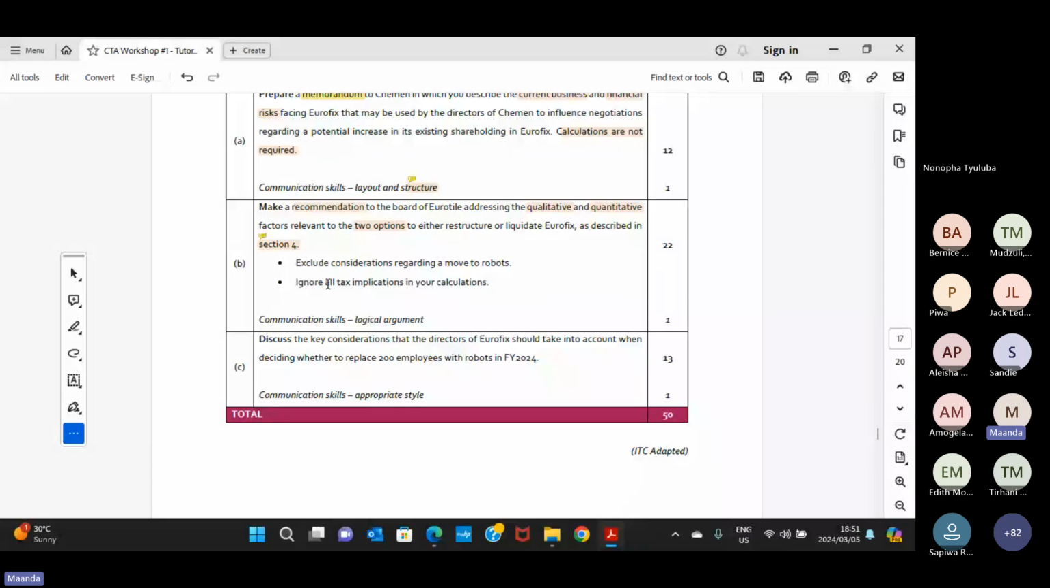And I want you guys to then tell me here, and I'm going to stop for a bit and ask you this question. When they said ignore all tax implications in your calculations, how did you read this? How did you read this? When they said ignore all tax implications in your calculations, did you have any tax implications at all in your solution? Anyone else, go for it.